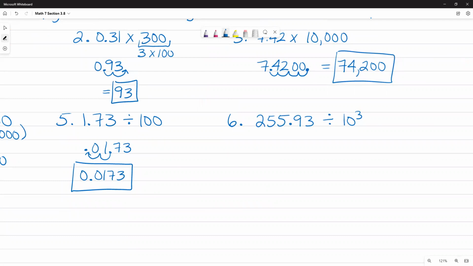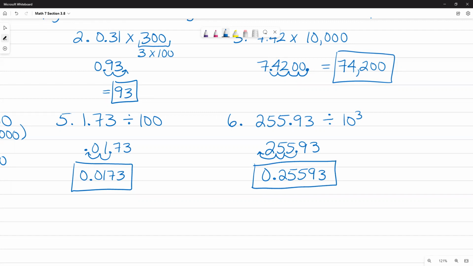All right, number 6, they were nice enough to go ahead and give us our power of 10 in exponential form. So how many times am I going to move my decimal? 3 times. And I'm dividing. So do I go left or right? Right, correct. You go left. So 9, 3. So we go 1, 2, 3. We don't have to annex any zeros. I am going to put 1 in front of my decimal though. And it's 2, 5, 5, 9, 3. Oh, so 6,000. So it's 25,593 100,000ths, which is quite a mouthful.